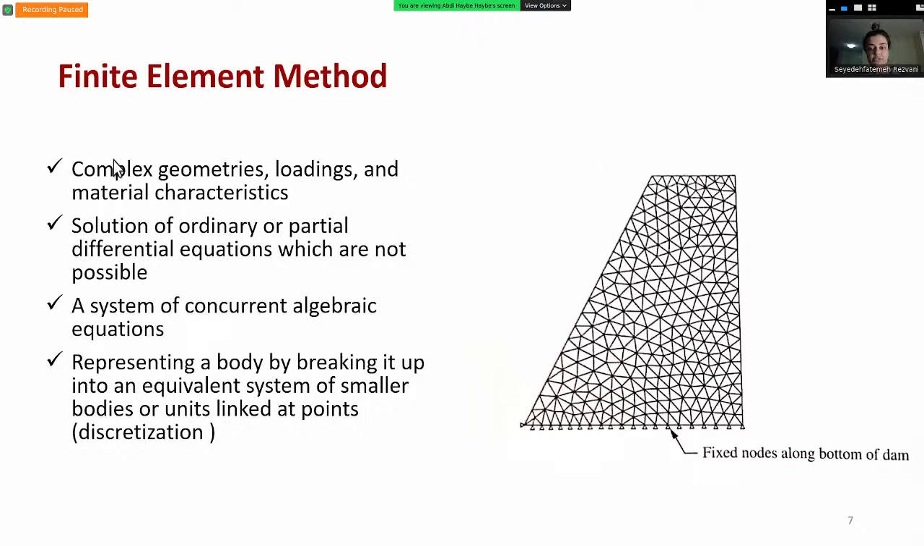Therefore, the act of representing a body by breaking it up into an equivalent system of smaller bodies or units, which are finite elements, linked at points shared by two or more elements, boundary lines, and boundary surfaces, is known as discretization, as you can see in this picture.